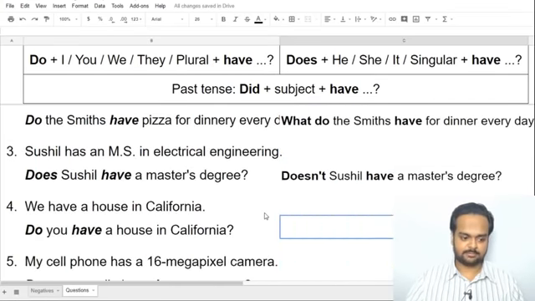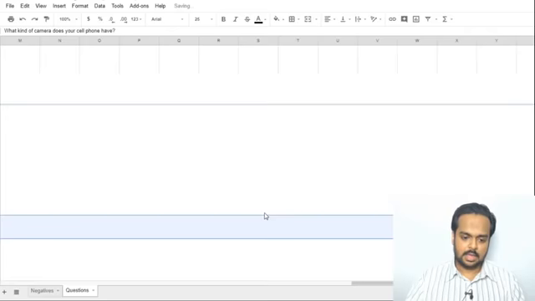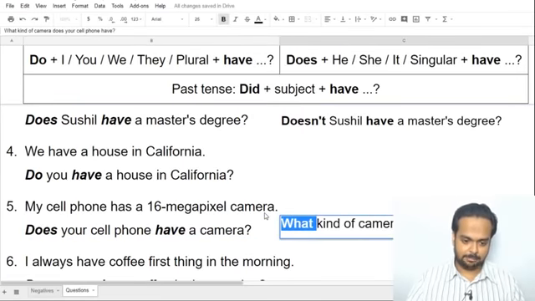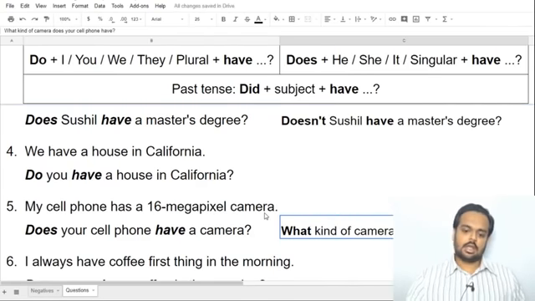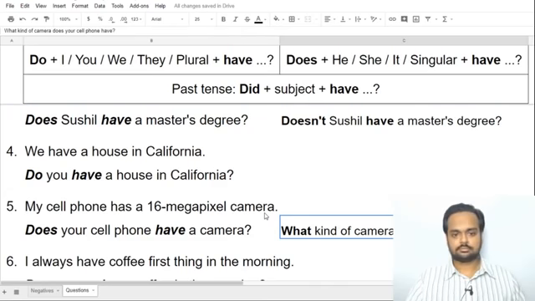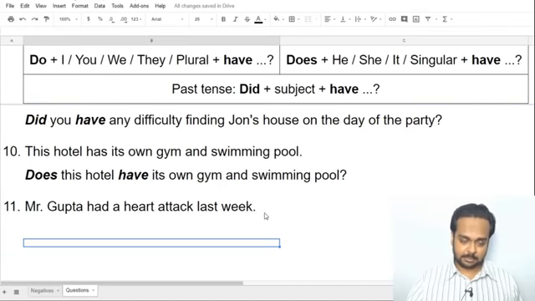What degree does Sushil have? Or what kind of camera does your cell phone have? Now the question word can be what, or it can be who, which, it can be where. So whatever question word you can think of, you can put that at the beginning of the sentence. Now, if the question you're asking is a subject question, let me show you an example.